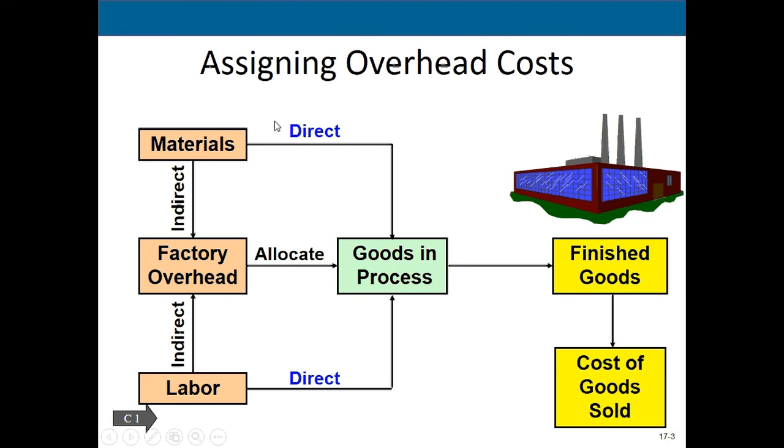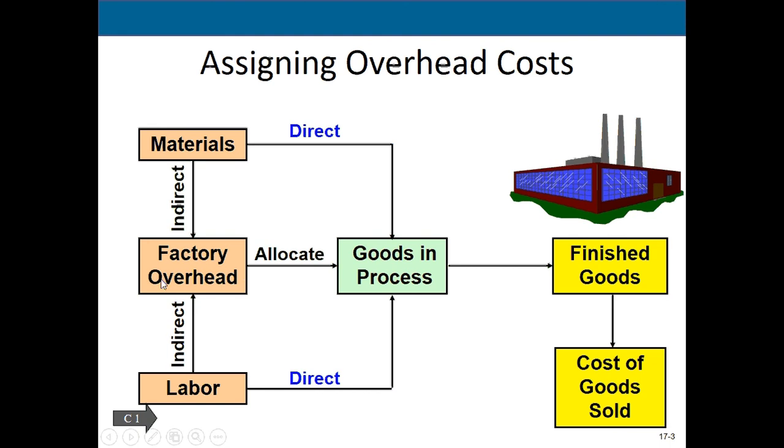Again, this is the product cost workflow. We have materials that are either direct or indirect. If materials are direct, they go straight into goods in process. If they are indirect, then they go into factory overhead. Labor is either direct or indirect. If it is direct, it goes straight into goods in process or work in process, whichever thing you want to call it. If it's indirect, it goes into factory overhead.